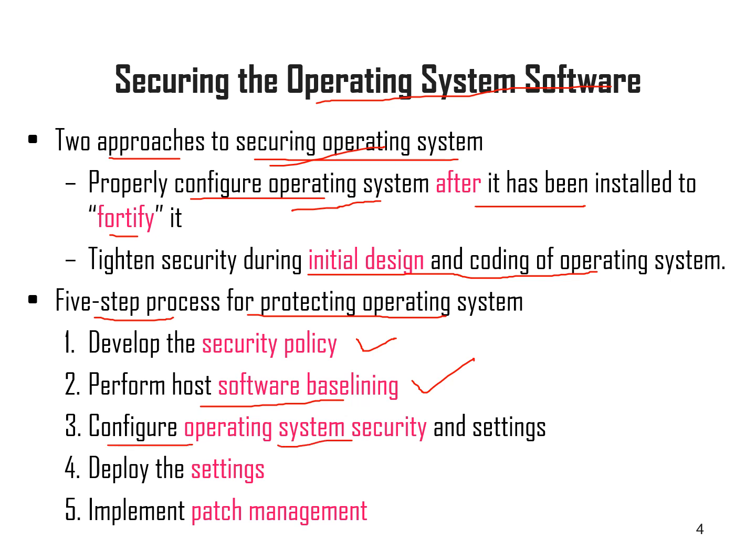The third step is configuring the operating system security and settings. As I said earlier, there are a lot of OS security settings, and we have to do some configurations on our own so that we can secure the operating system. Then deploy the settings, so we can implement them. And finally, implement the patch management procedures. We will see these five steps one by one.